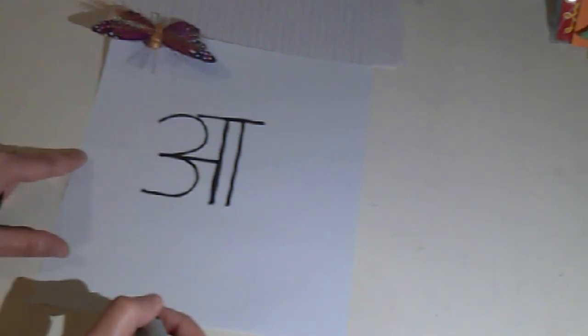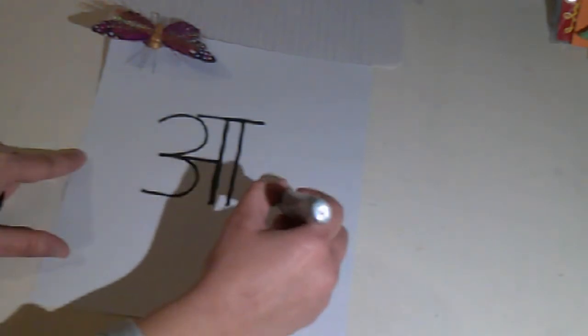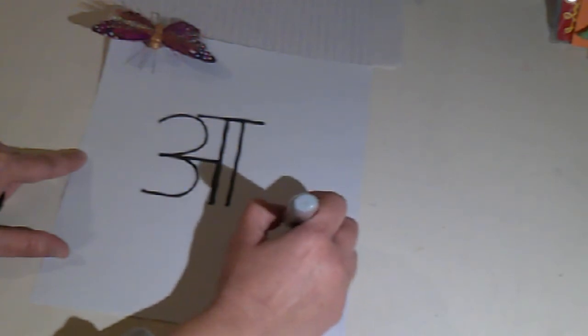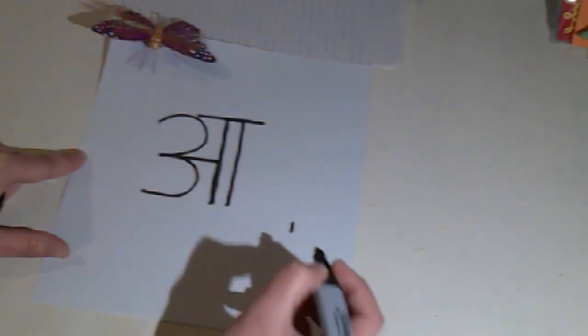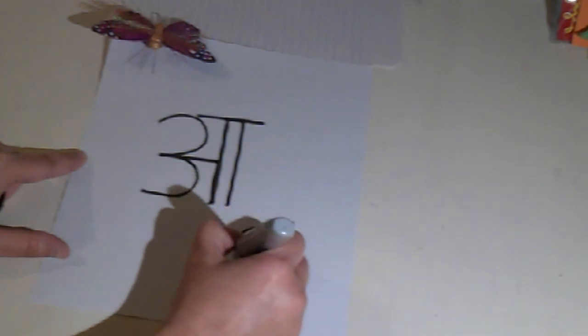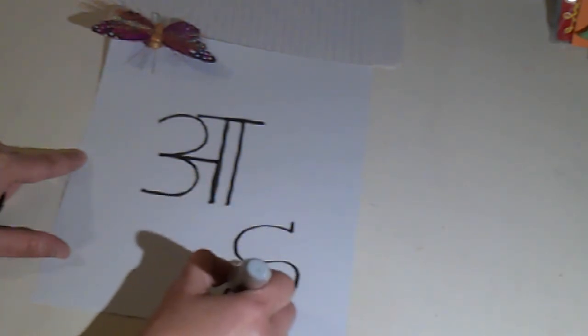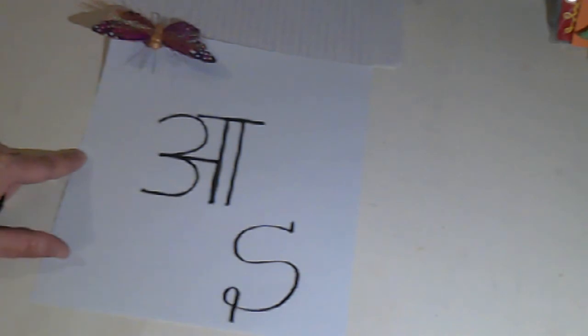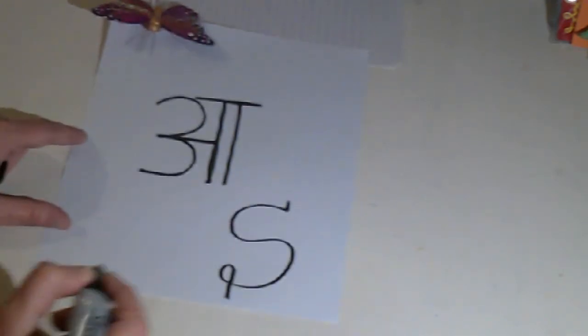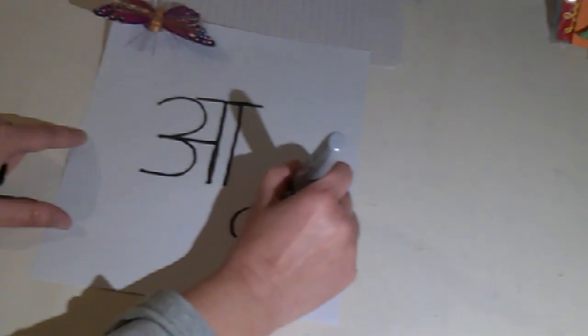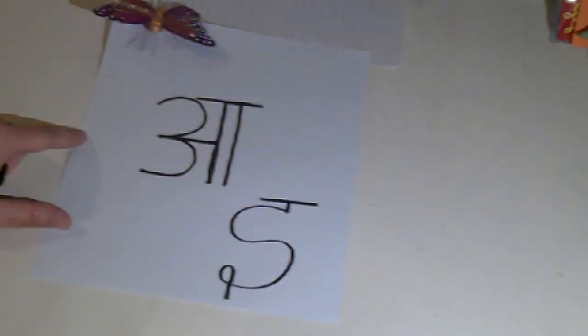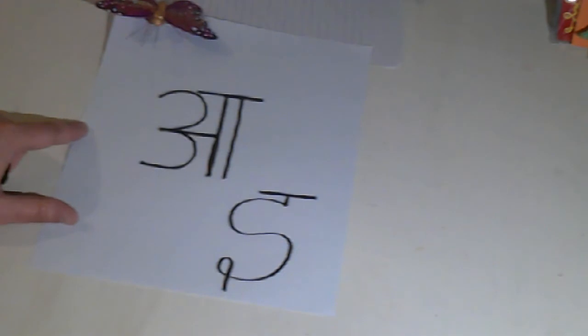So now we'll show you how to write the letter E. For that, you'll draw a small line and you write the letter S with a loop at the bottom. Don't forget the loop. So it's S with the loop and the line on the top. So this is E. So A, E.